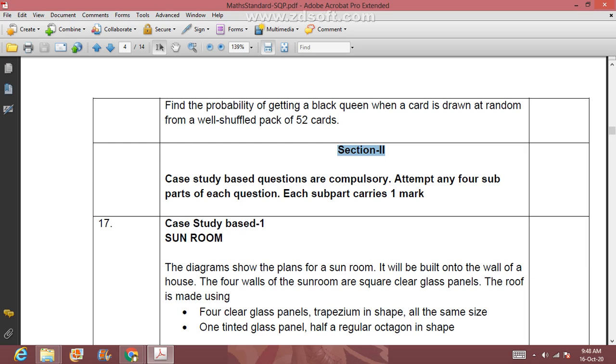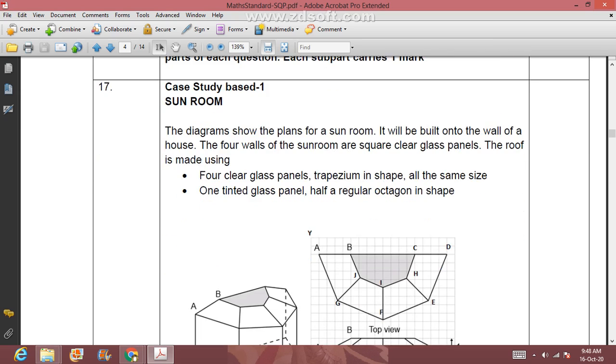Now this is the very new thing for you, case study based questions. These questions are compulsory. Attempt any 4 subparts of each question. Each subpart carries 1 mark. See, this is the case study. Case studies look difficult, but they are easy. The main thing is that you will waste more time reading and understanding the case study. But once you understand it, you can solve the questions within fractions of seconds.